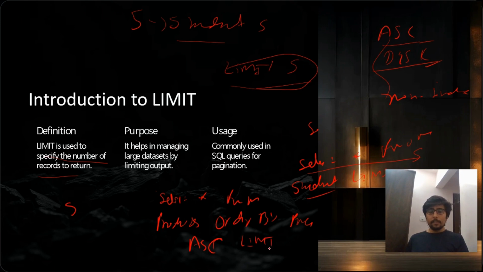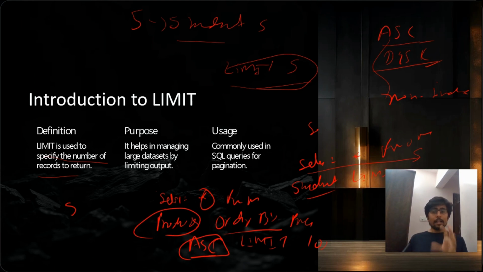Then I can use limit 10, right? So what it will give: it will select all the items from the products table, order by price, which means it will order the things in ascending order, as I wrote ASC, right? So from the lowest price to the topmost price, it will return 10 actual rows. Just understand, if I use limit 10, it means 10 rows will be returned. That's it. So this was all about limit.